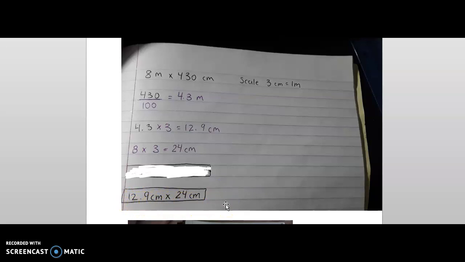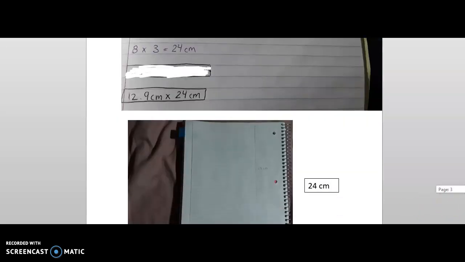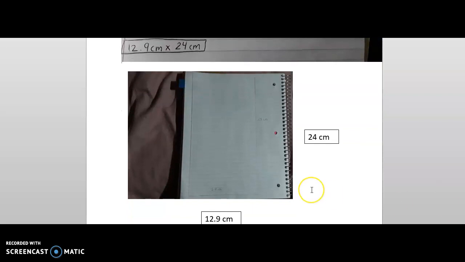So you must be thinking, well, how is that drawn to scale? Exactly how it's written here, as you can see, the width is 12.9 centimeters and the length is 24 centimeters.